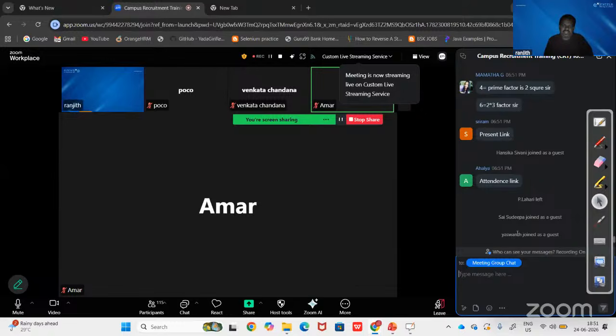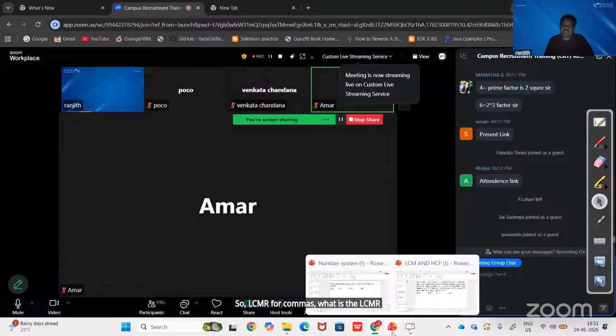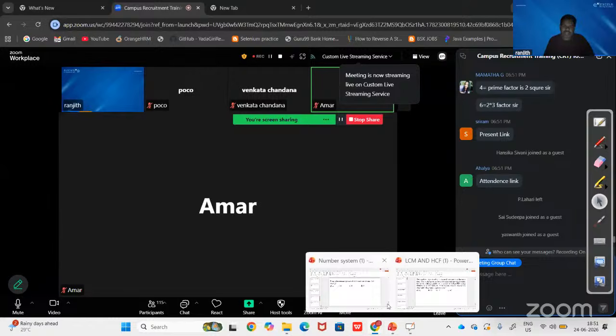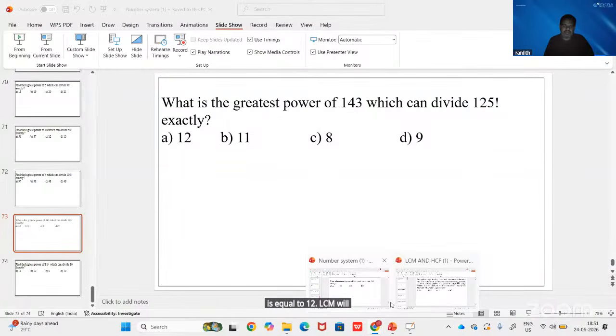So LCM of 4, 6. What is the LCM of 4, 6? LCM of 4, 6 is equal to 12. LCM will be equal to 12.